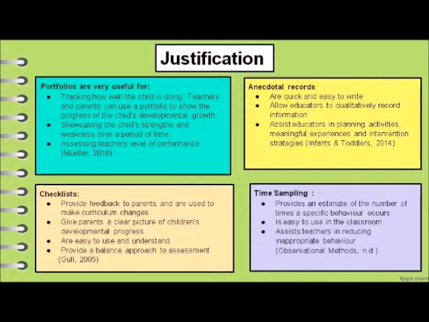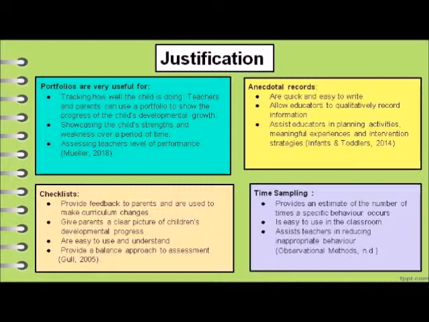Justification for the inclusion of the 4 chosen items. Portfolios, anecdotal records, checklists, and time sampling are critical tools in the observation of young children. These tools are used because they are easier and more appropriate for the early childhood setting. Portfolios are very useful for tracking how well the child is doing. Teachers and parents can use portfolios to show the progress of the child's developmental growth. It is also used for showcasing the child's strengths and weaknesses over a period of time.